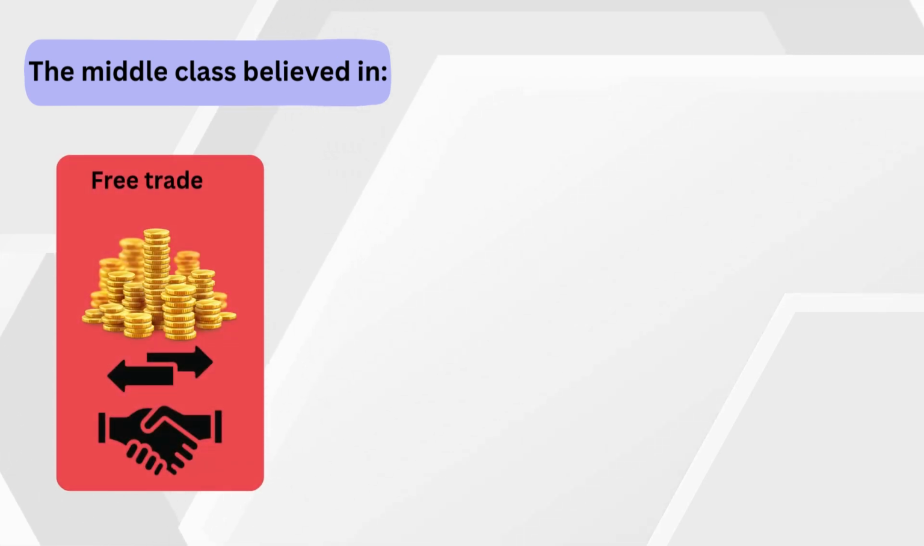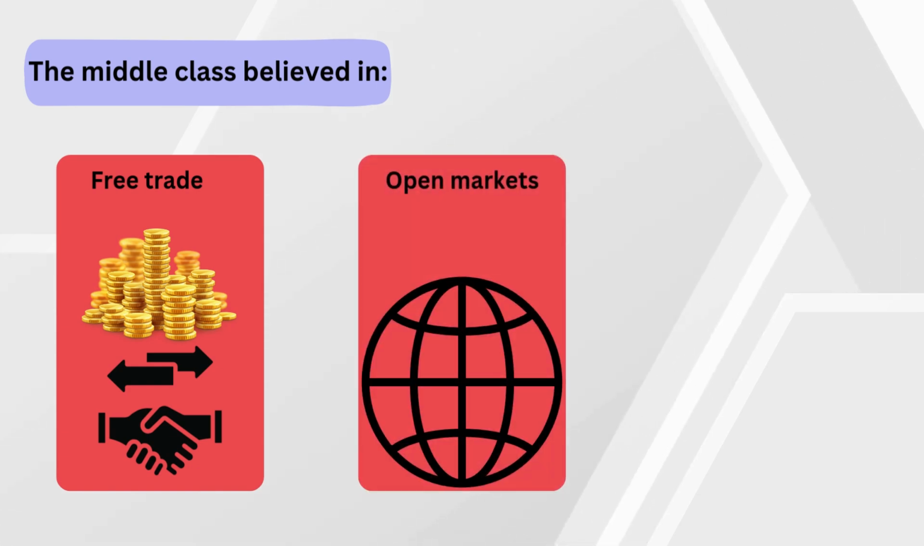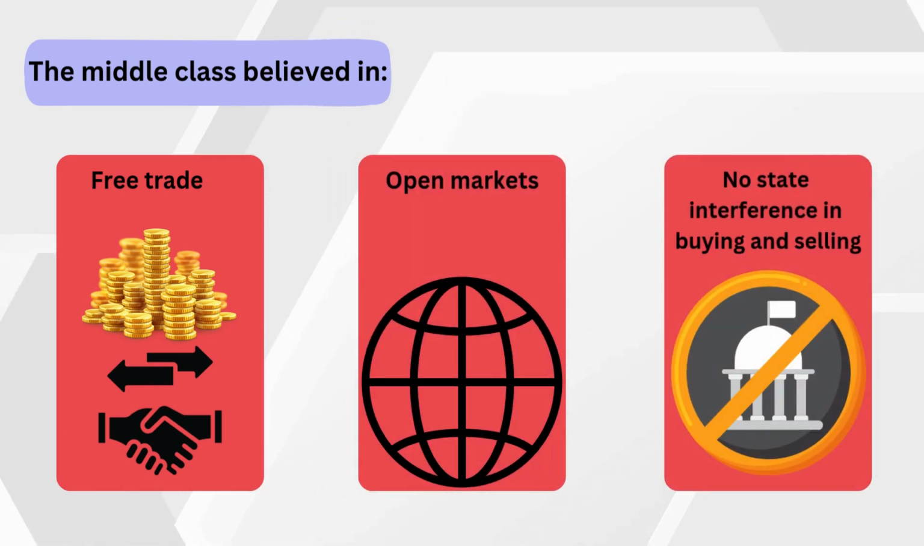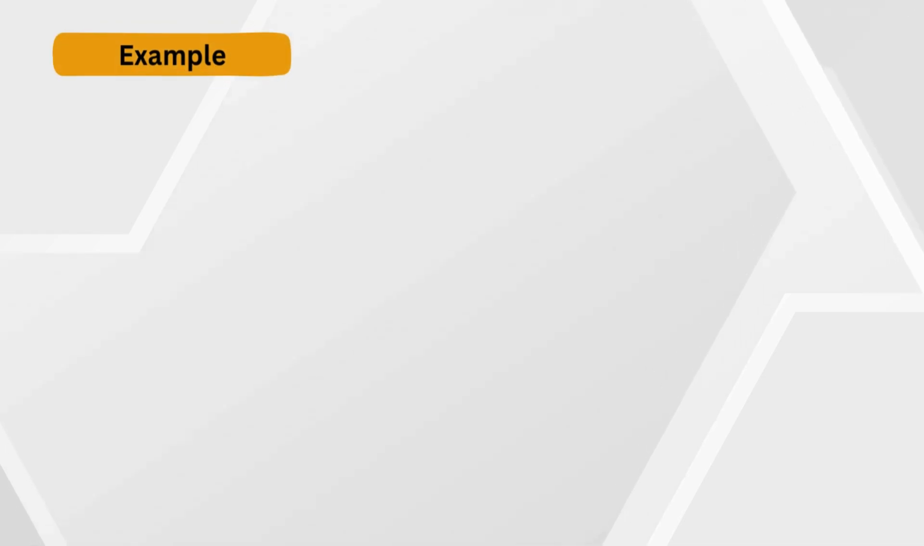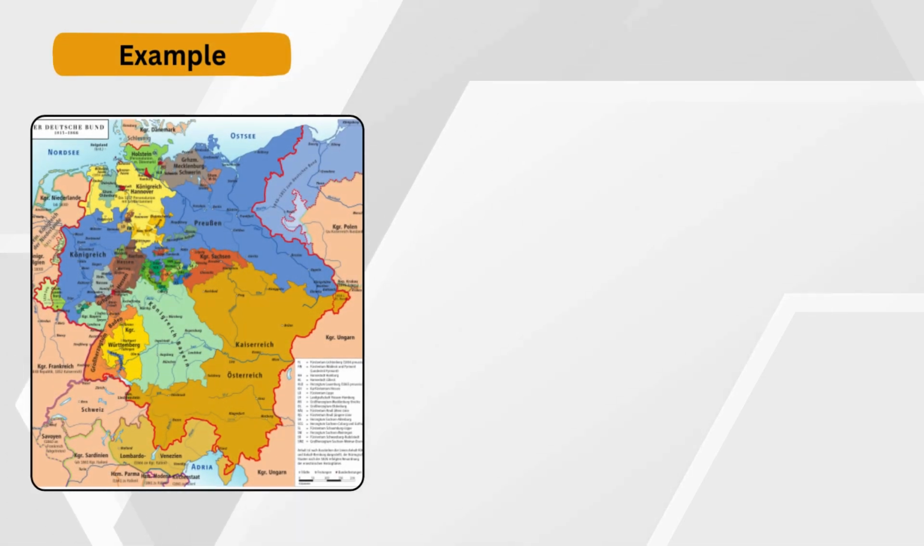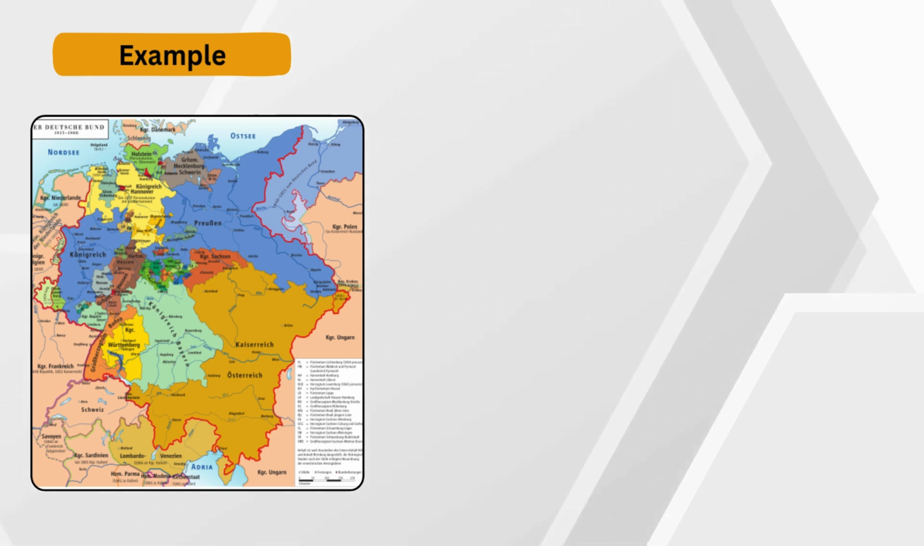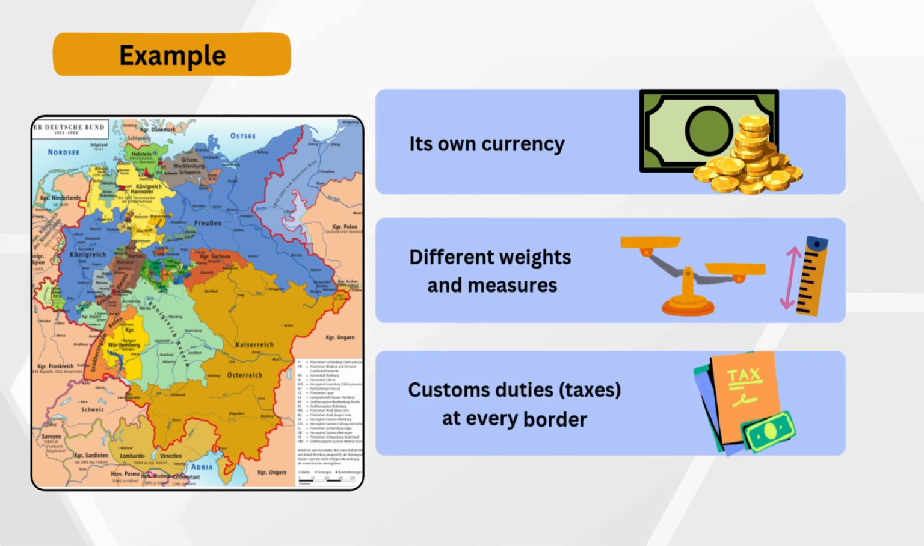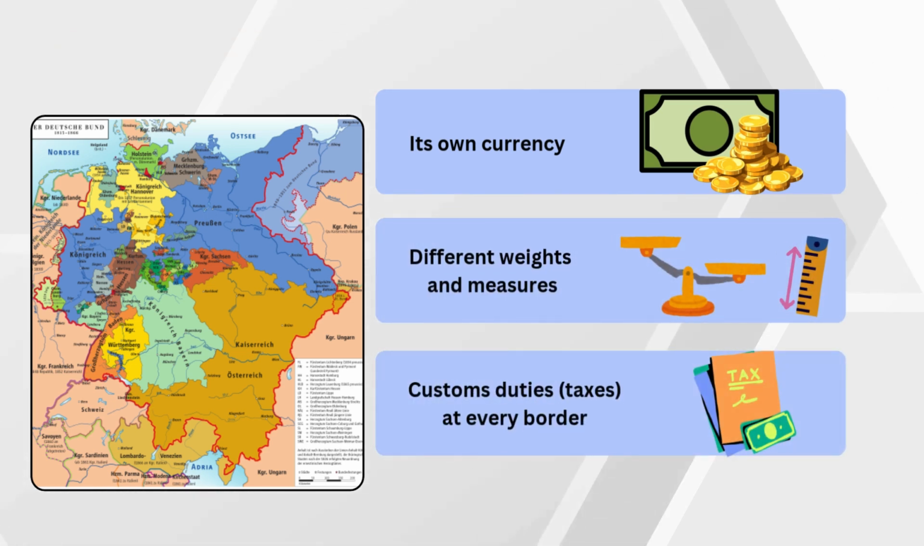The middle class believed in free trade, no unnecessary rules or taxes, open markets, no state interference in buying and selling. Let's take an example. The German-speaking regions in the early 1800s. Back then, there were 39 different small states. Each one had its own currency, different weights and measures, custom duties, taxes at every border.